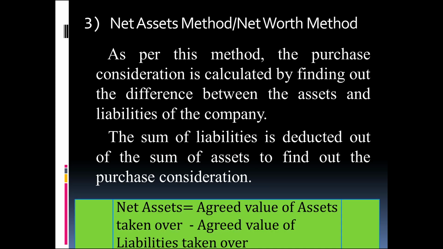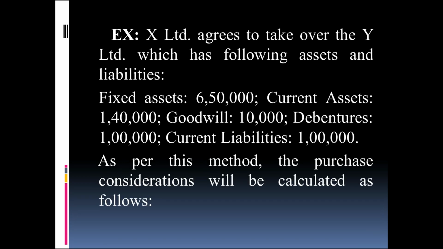The net assets method. As per this method, the purchase consideration is calculated by finding out the difference between the assets and liabilities of the company. The sum of the liabilities is deducted from the sum of assets to find out the purchase consideration. Formula for net assets method. It is also known as net worth method. Net assets equal agreed value of assets taken over minus agreed value of liabilities taken over.